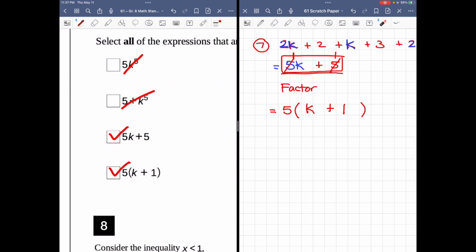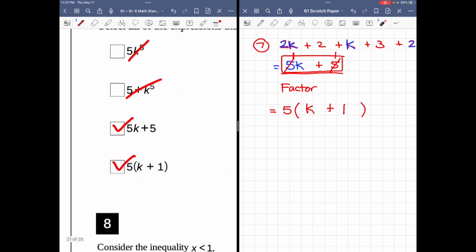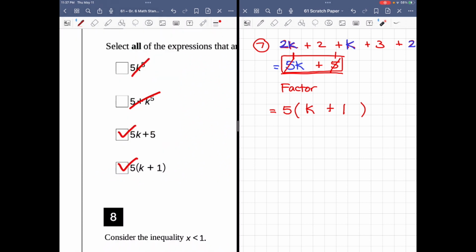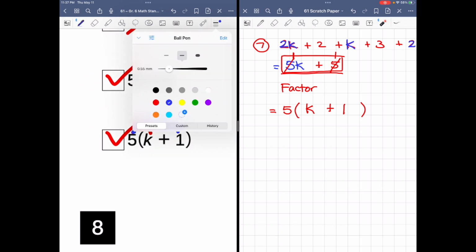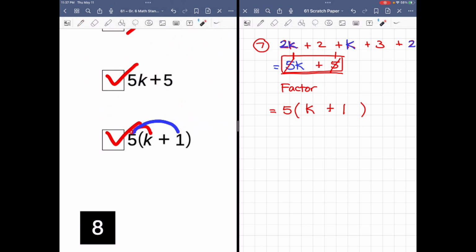Now let's go check that another way. So on your test booklet, let's go multiply this. So we have a red step, draw this line. And then we have a blue step, draw. Here we go, red step. 5 times k is 5k, write it down. Blue step, 5 times 1 equals 5. So in blue, write down plus 5.